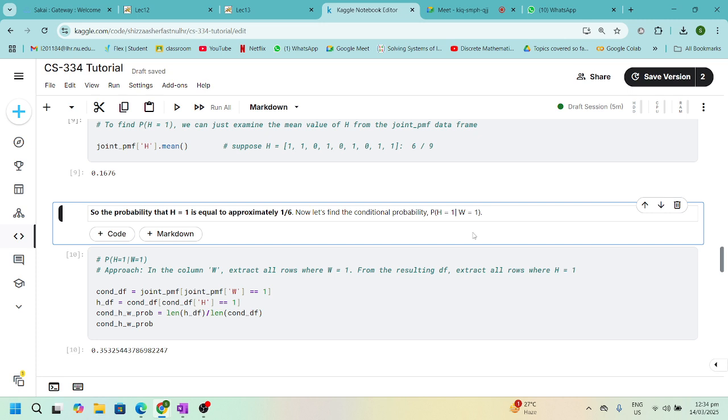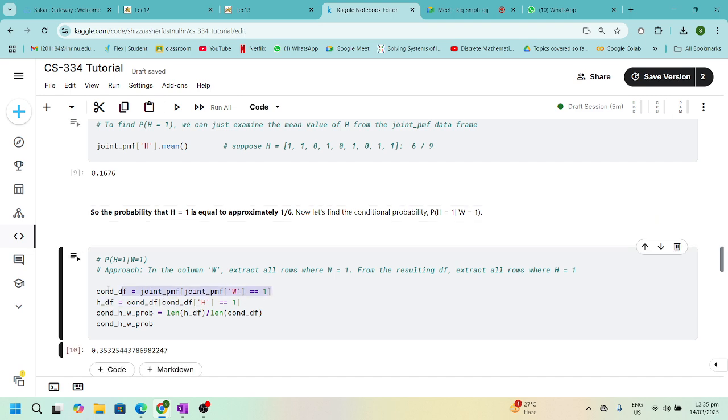All right, so I want to see, for those people who are overweight, what is the probability that they have heart disease? And I can calculate this using my data frame very easily. First, I have isolated all the rows where W equals 1, because that's my condition. मैंने वो rows isolate कर ली हैं जहाँ पे W 1 है, and I've stored that in a separate data frame called condition data frame.